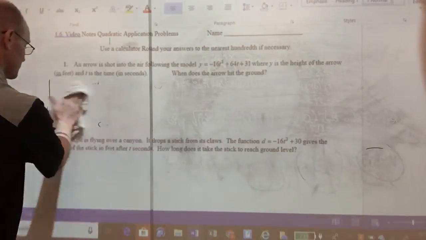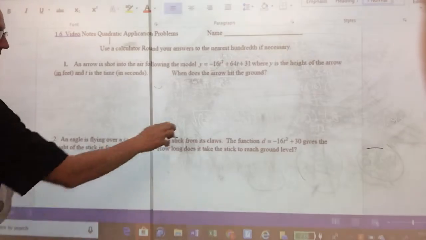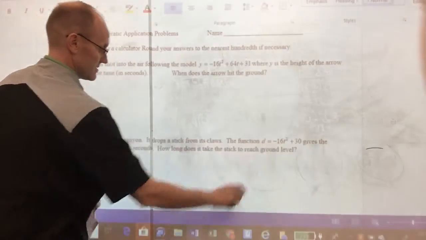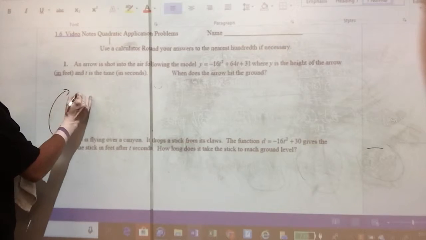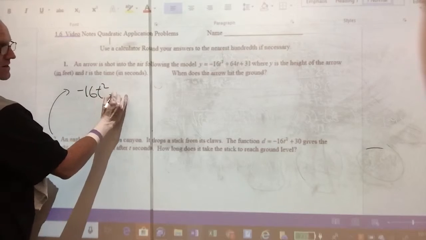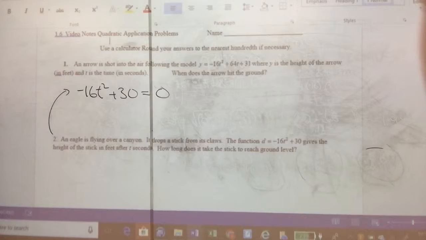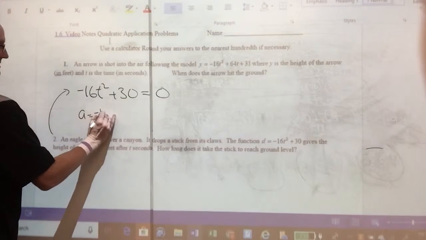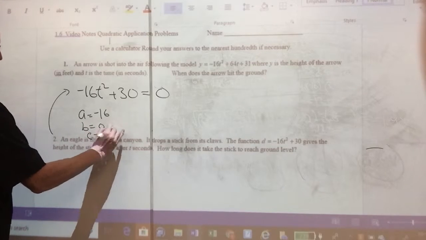All right, for example 2, you've got an eagle flying over a canyon that drops a stick from his claws, and this function tells you the height. It wants to know, when does the stick reach the ground? So I'm going to take this height: negative 16t squared plus 30. I want to know when it hits the ground, so when its height would be 0. In this case, a is negative 16, b is 0, and c is 30.